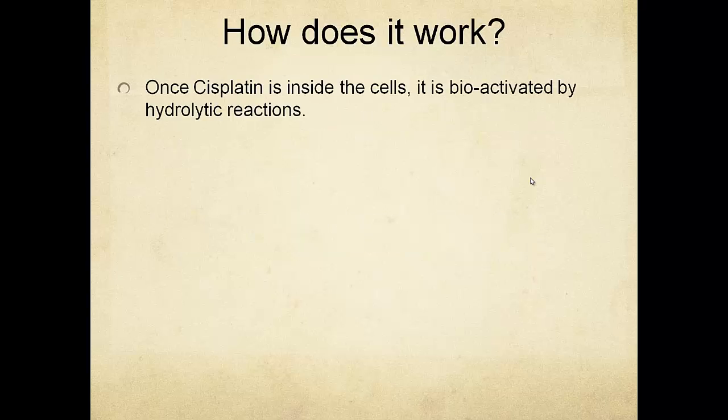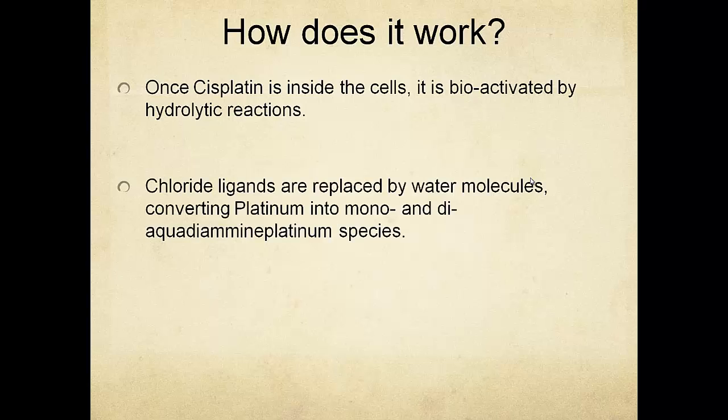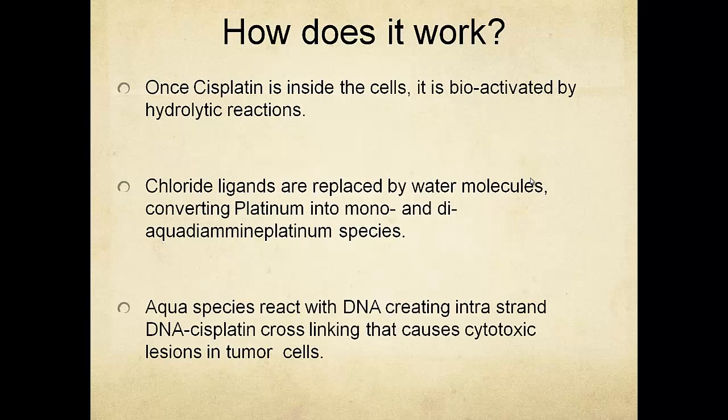Once cisplatin is inside the cell, it is bioactivated by hydrolytic reactions. The chloride ligands are replaced by water molecules inside, and then they convert the platinum into mono and di aqua diammine platinum species. The aqua species react with the DNA, creating intra-strand DNA cisplatin cross-linking that causes cytotoxic lesions in the tumor cells, and in this way it stops the tumor growth.